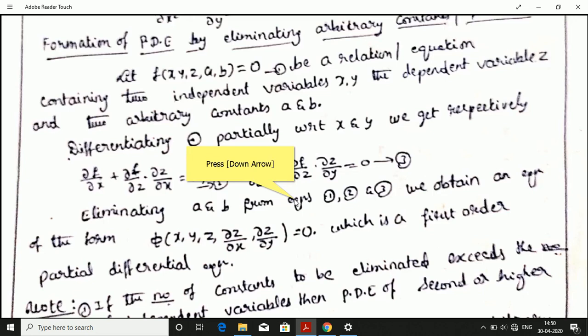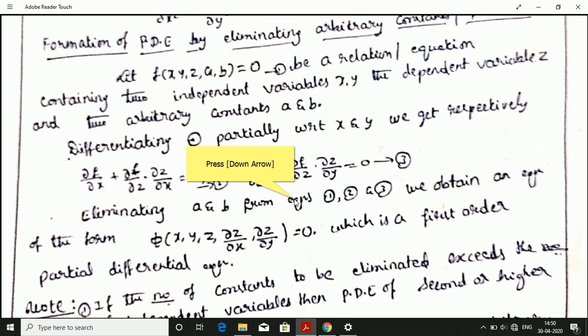For that, differentiate the given equation partially with respect to x and partially with respect to y. We get del f by del x plus del f by del z into del z by del x is equal to 0 when we differentiate equation 1 partially with respect to x. Similarly, if we differentiate equation 1 partially with respect to y, we get del f by del y plus del f by del z into del z by del y, that's equal to 0.